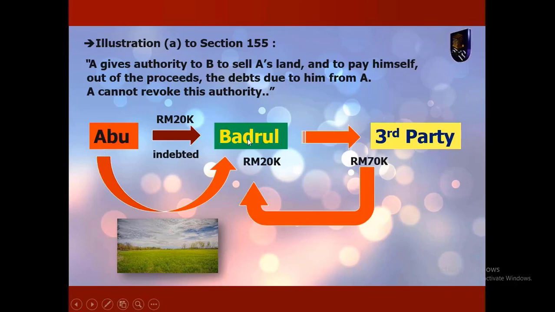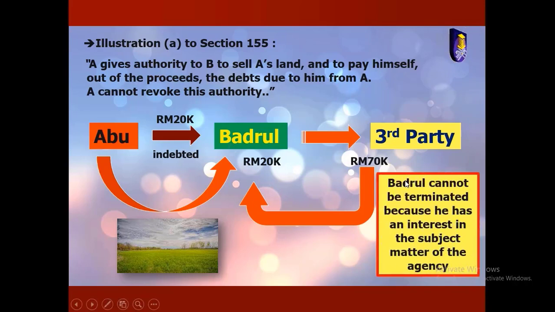So here it means that Badrul has an interest, ada kepentingan in the subject matter of the agency. Badrul ada kepentingan. Kepentingan dari segi apa? Maknanya, duit dia 20,000 ada dalam hasil daripada jualan tanah Abu sebagai bayaran hutang Abu kepada Badrul. So here Badrul has an interest in the subject matter of the agency. So in this situation, boleh tak Abu terminate Badrul? Tak boleh. Badrul cannot be terminated because he has an interest in the subject matter of the agency.